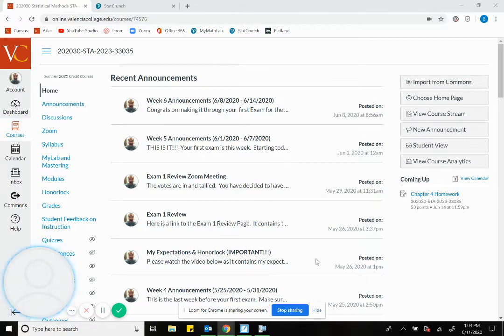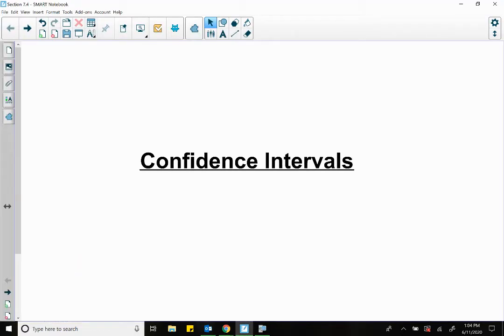So let's talk about confidence intervals, and deal with that. And again, the central limit theorem is going to come into play in this because we will not find a confidence interval unless we can perform the central limit theorem. Okay? So confidence intervals, that's what 7.4 is about.